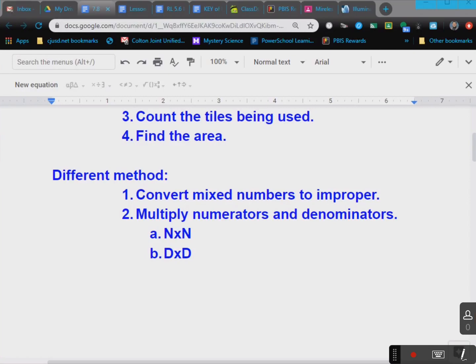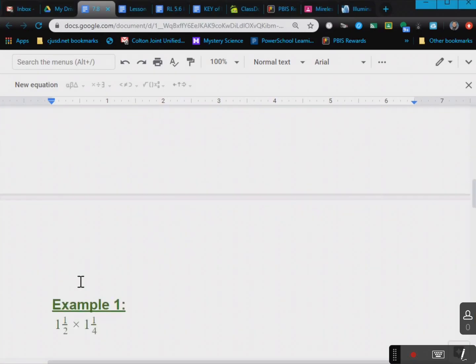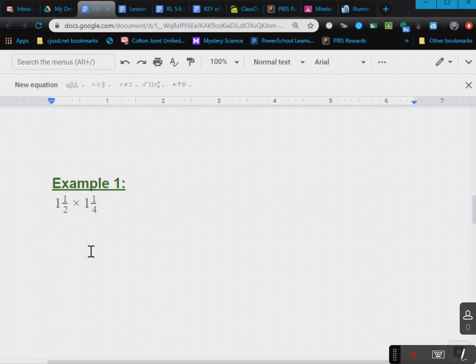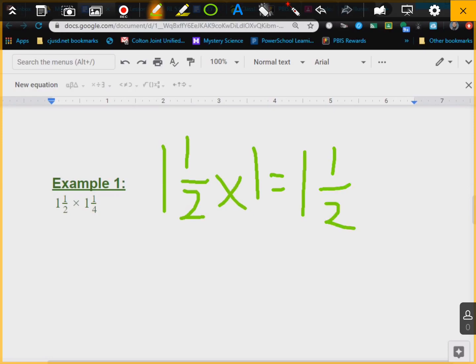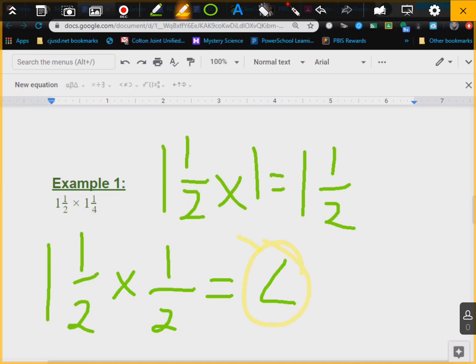One rule of thumb that you need to know is that when you're multiplying a fraction by 1, then the product is going to be equal to what you multiply by. So like if I'm doing 1 and 1/2 and I'm multiplying that by 1, well, any number times 1 is going to be that same number, so it's going to be equal to 1 and 1/2. Now if I'm multiplying 1 and 1/2 by a fraction that's not improper, so like 1 and 1/2 times 1/2, then your answer is going to be less than the initial fraction that you're multiplying it by. So it's going to be less than 1 and 1/2.